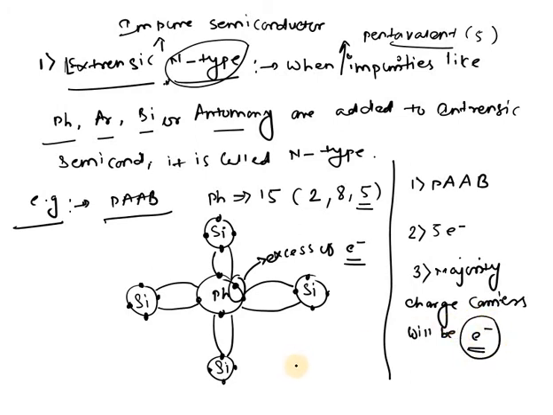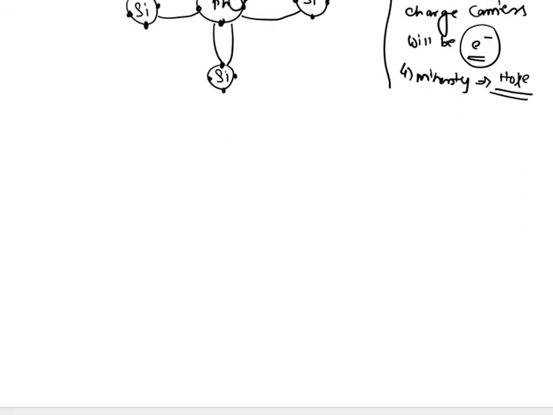Okay. And related with minority, we have minority charge carriers, holes. Now what is hole? That we will discuss in the next lecture. For today's lecture, we must remember minority charge carriers are holes and majority charge carriers are electrons. Okay. So this is about extrinsic N type semiconductor. I will concentrate on the second point, and that will be our extrinsic p-type semiconductor. So I'm writing it here.